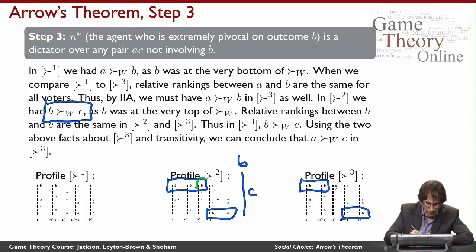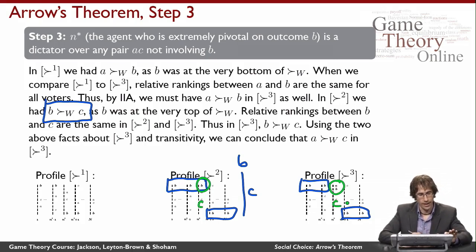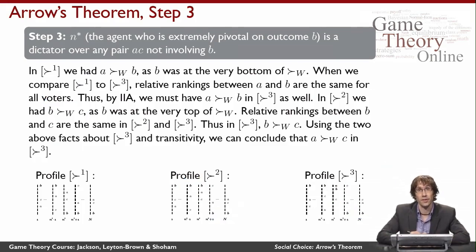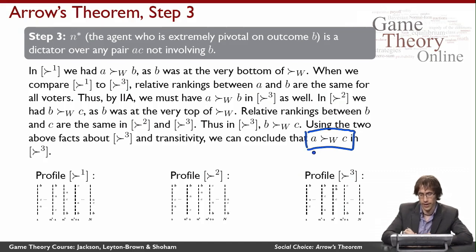And for n star, things are a little bit different. N star used to have B in the very top position here, and here he has B in the second position, but the thing above it is A. So in both cases, wherever C is, it's somewhere downstream. And so, again, because the relative rankings are the same in both places, the social ordering must be the same. So here the social ordering says B is higher up than C, and so here it must also be that B is higher up than C in the social welfare ranking. So using these two facts that we've just established and transitivity, we can conclude that the social welfare ordering must give us that A is preferred to C in pref 3.